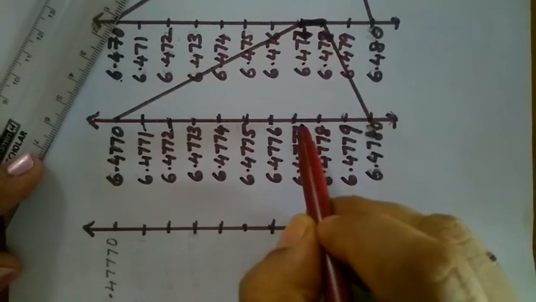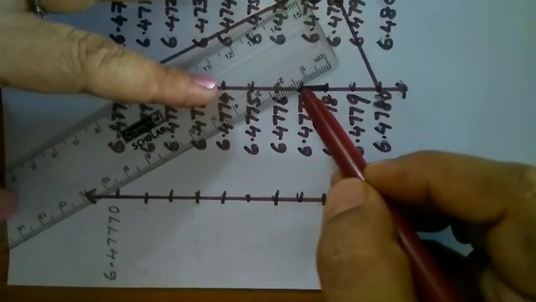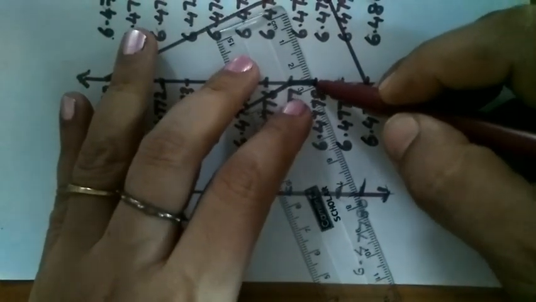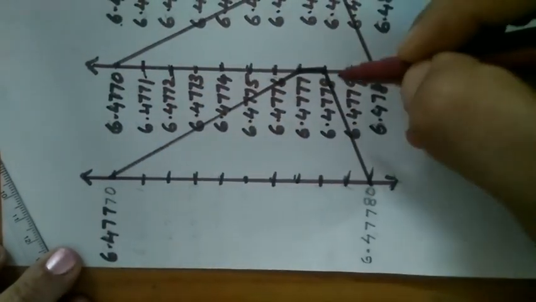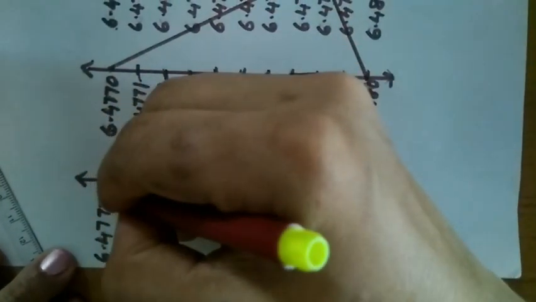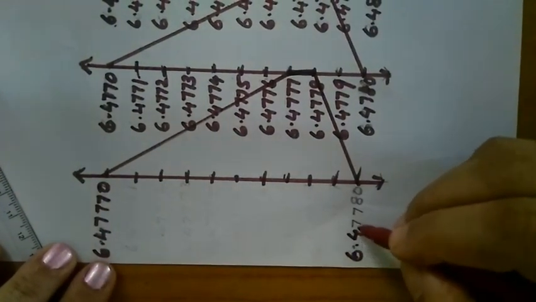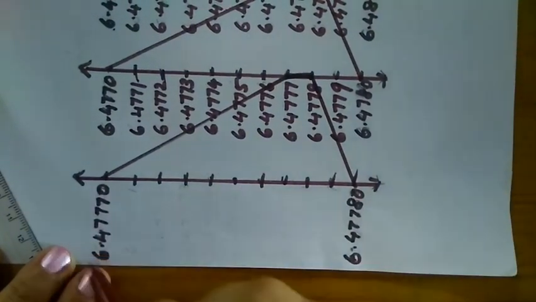We need 6.47777. So it lies between these numbers. So the next magnification happens here. 6.4777, 6.4778. That means 3 decimals. So what should we do next? Make it 4 decimals. Now I need the last step, 5 decimals, so I add once more 0. 6.47780. So now how many decimals do you have? 5.